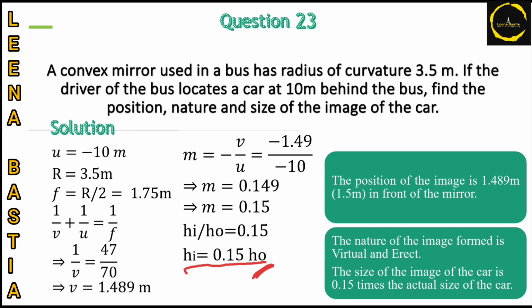So let us see how to mention this, how to answer this. First of all, it is asking for the position. The position of the image is 1.489 meter, or directly you can use the rounded value 1.5 meter behind the mirror. And then second is, it is asking for the nature. The nature of the image formed is virtual and erect. Then the size of the image of the car is 0.15 times the actual size of the car. Okay, this is the answer that you have to mention. Clear? I hope this is quite clear to you all.